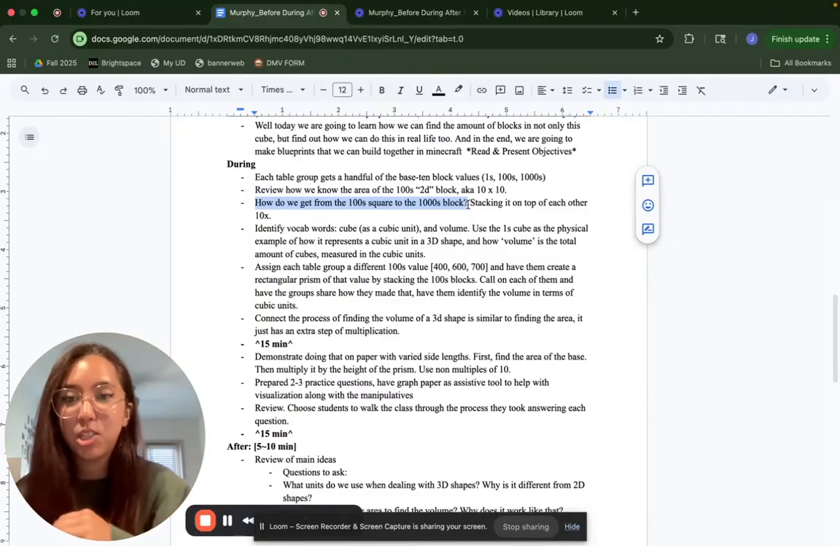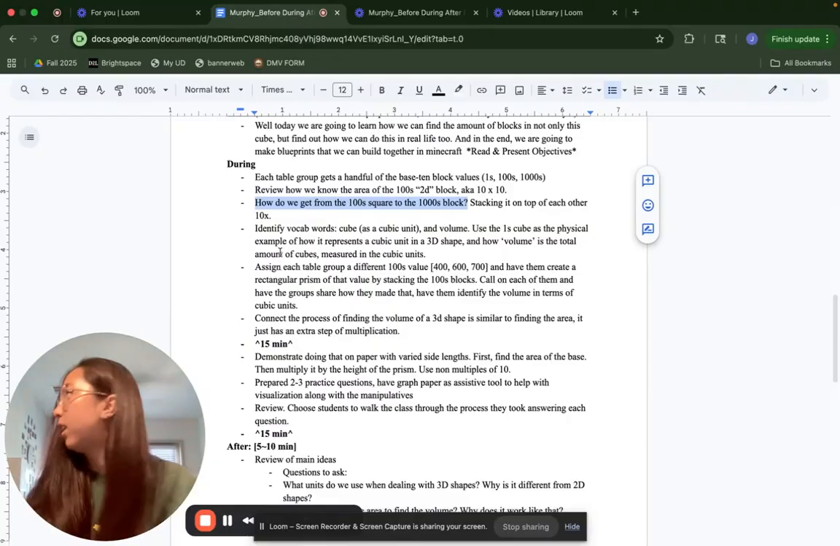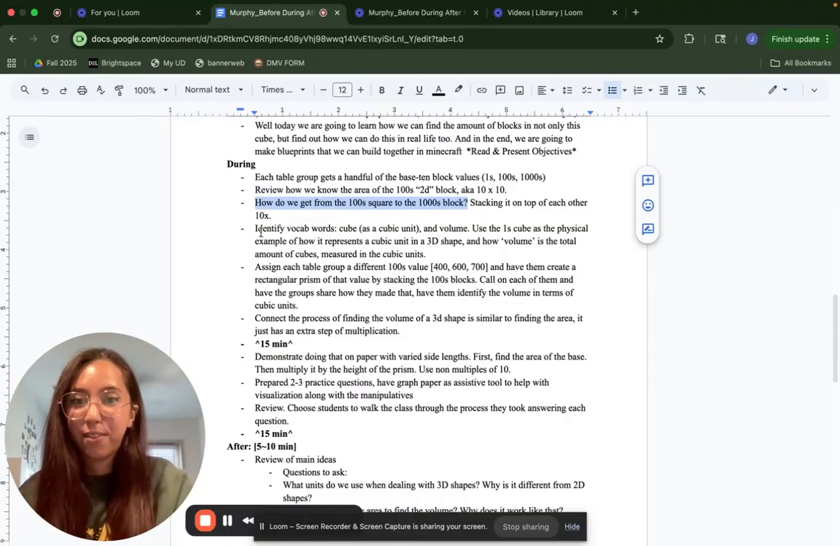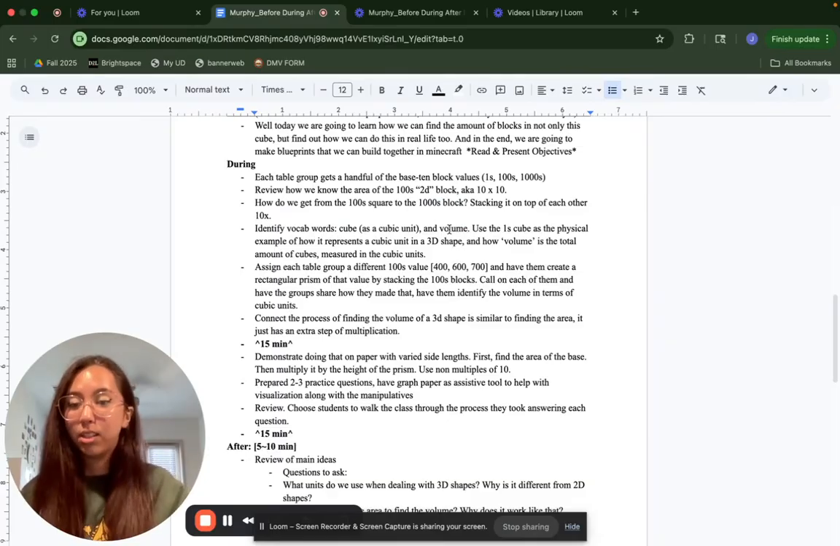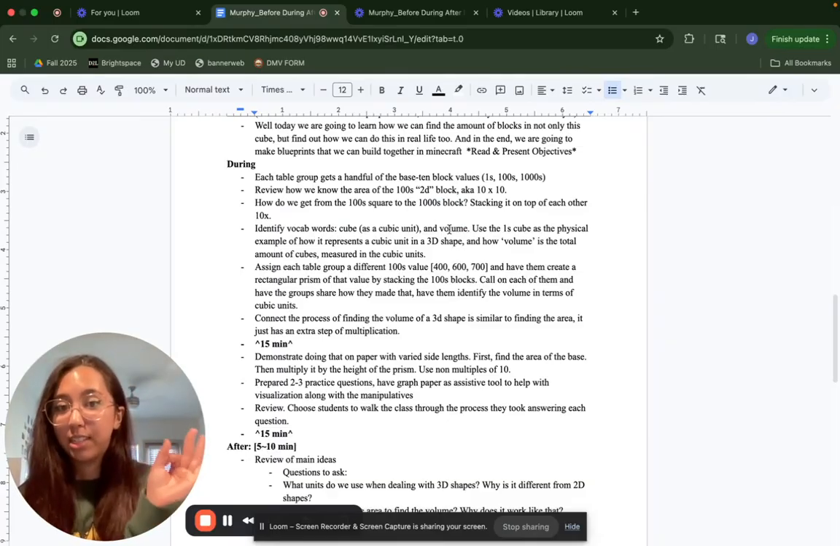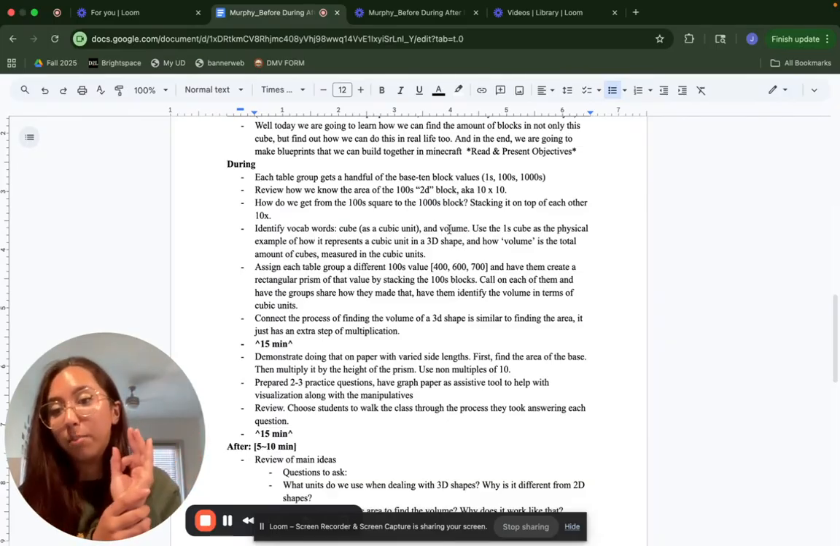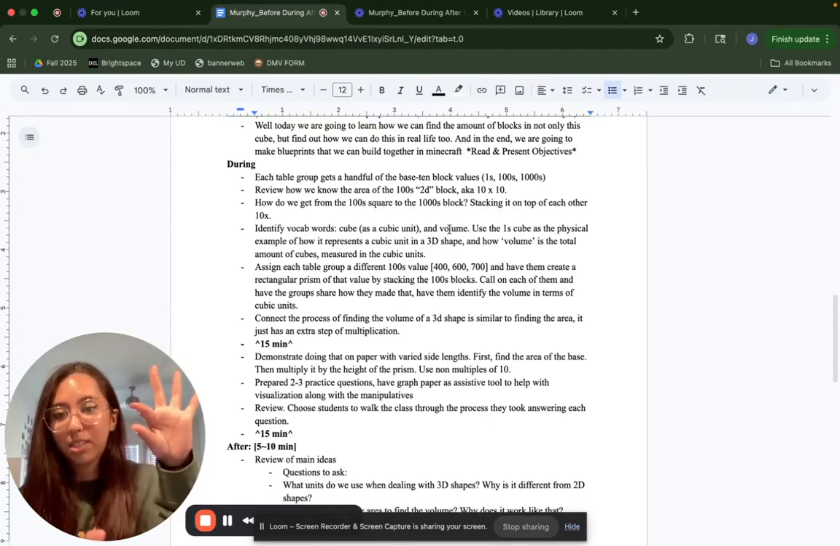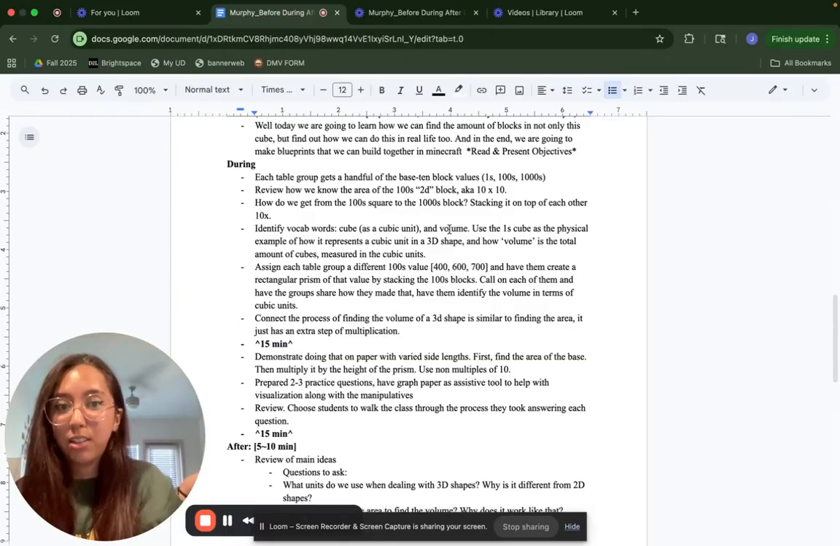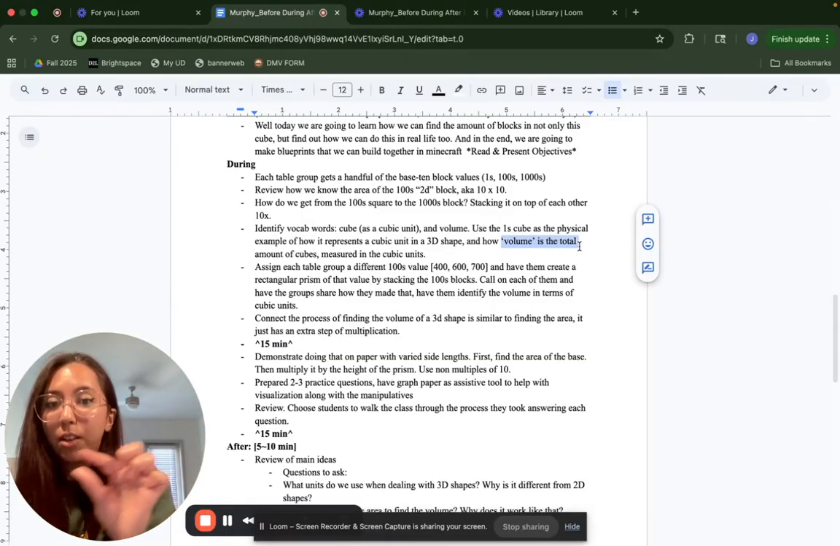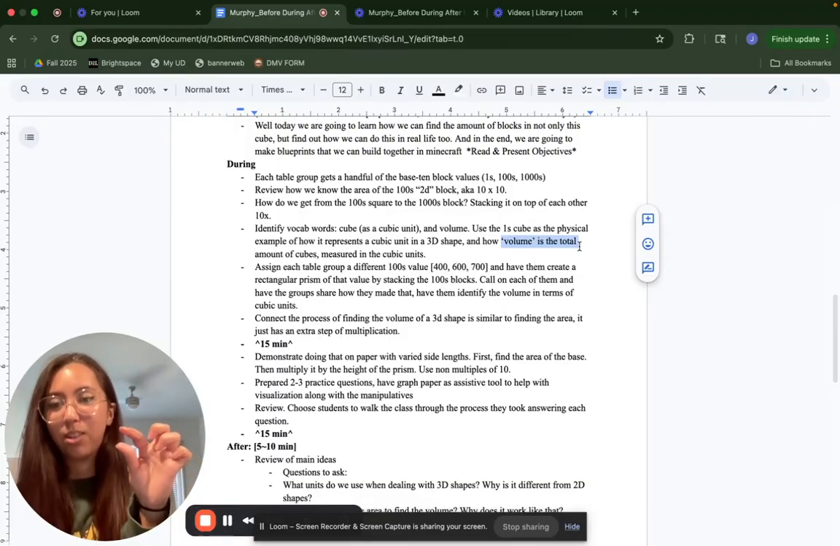So after I establish this with the students, we can identify some vocab words, and our vocab words are going to be cube and volume. In order to do that, I'm going to use the little ones cube as the physical example of how it represents a cubic unit. So the cube is going to be that little square. And then I'm going to connect that to volume, and how volume right here is the total amount of cubes measured in the cubic unit.